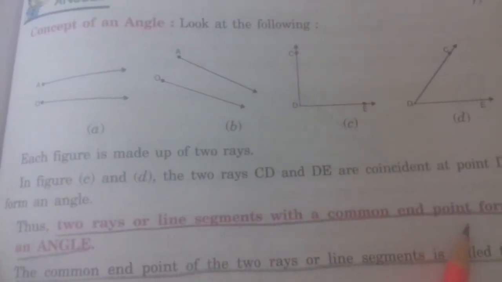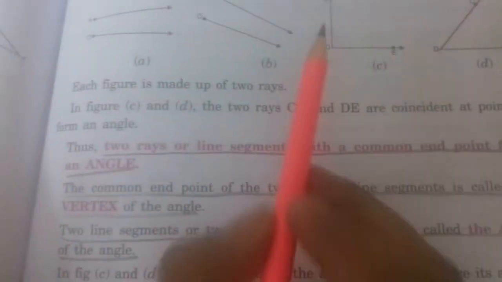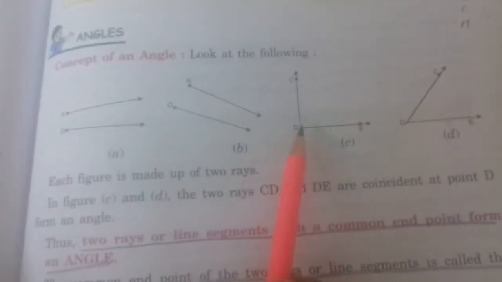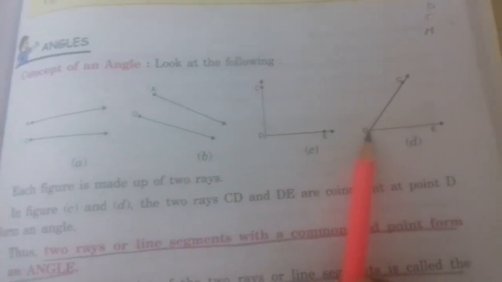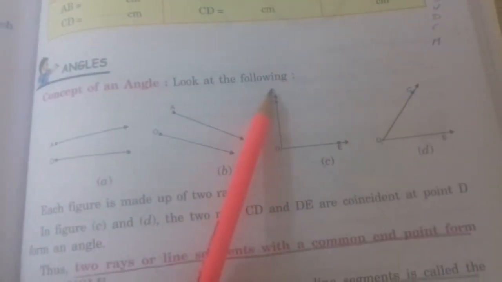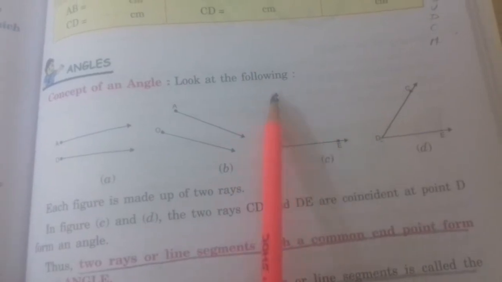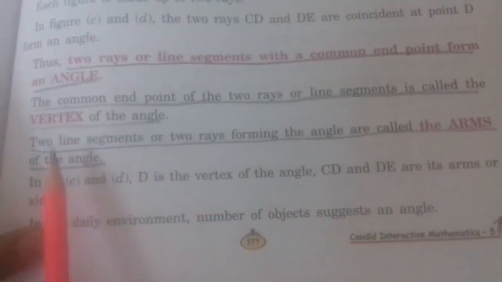You have to mark and you have to learn this. Now, the common end point of two rays is called vertex. What is vertex? The point at which rays are meeting, that is called vertex. So what is D? D is vertex. Clear? Then arms of the angle. What are the arms? You can see this is also arm. This is also arm. So DE is arm, DC is arm. So learn all these definitions, mark in the book and learn these three definitions.